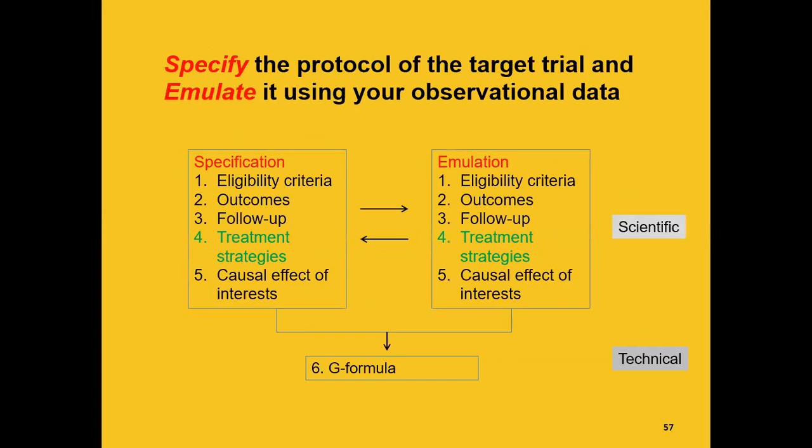This slide has been used by Miguel in many presentations. So we need to leave enough room for causal thinking, or for the formulation of the research question, before running the analysis. A well-defined causal question is a question that can be translated into a hypothetical experiment. Causal questions that cannot be translated into target experiments are not sufficiently well-defined. So the process of specification and emulation is the process of formulating a well-defined research question.